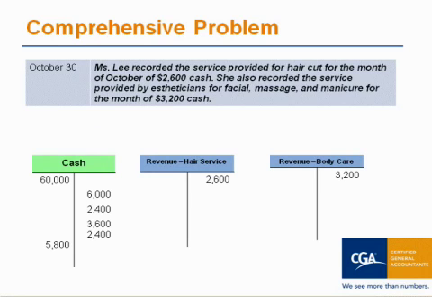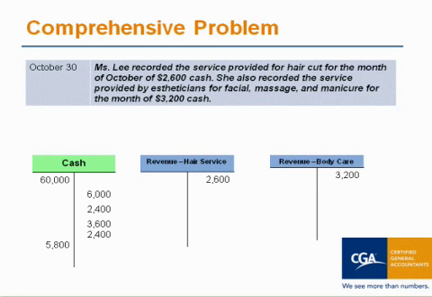On October 30th now, Ms. Lee recorded the service provided for haircut for the month of October of $2,600 cash. So she's received all of the money in full for the haircut services provided for the month. She also recorded the service provided by estheticians for facial, massage, and manicure for the month, and she had received $3,200 cash. So there's no accounts receivable. All of the revenues have been paid in full.